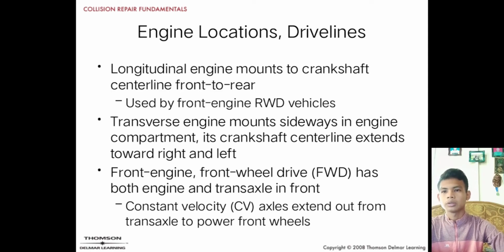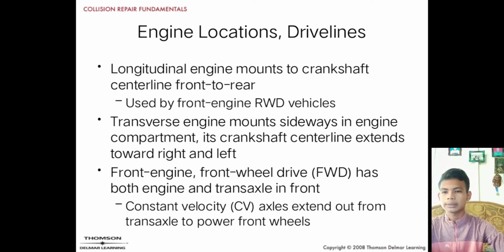Longitudinal engine mounts with the crankshaft centerline front to rear, used by front engine RWD vehicles. Transverse engine mounts sideways in the engine compartment, with the crankshaft centerline extending toward the right and left. Front engine, front wheel drive or FWD has both the engine and transaxle in front.